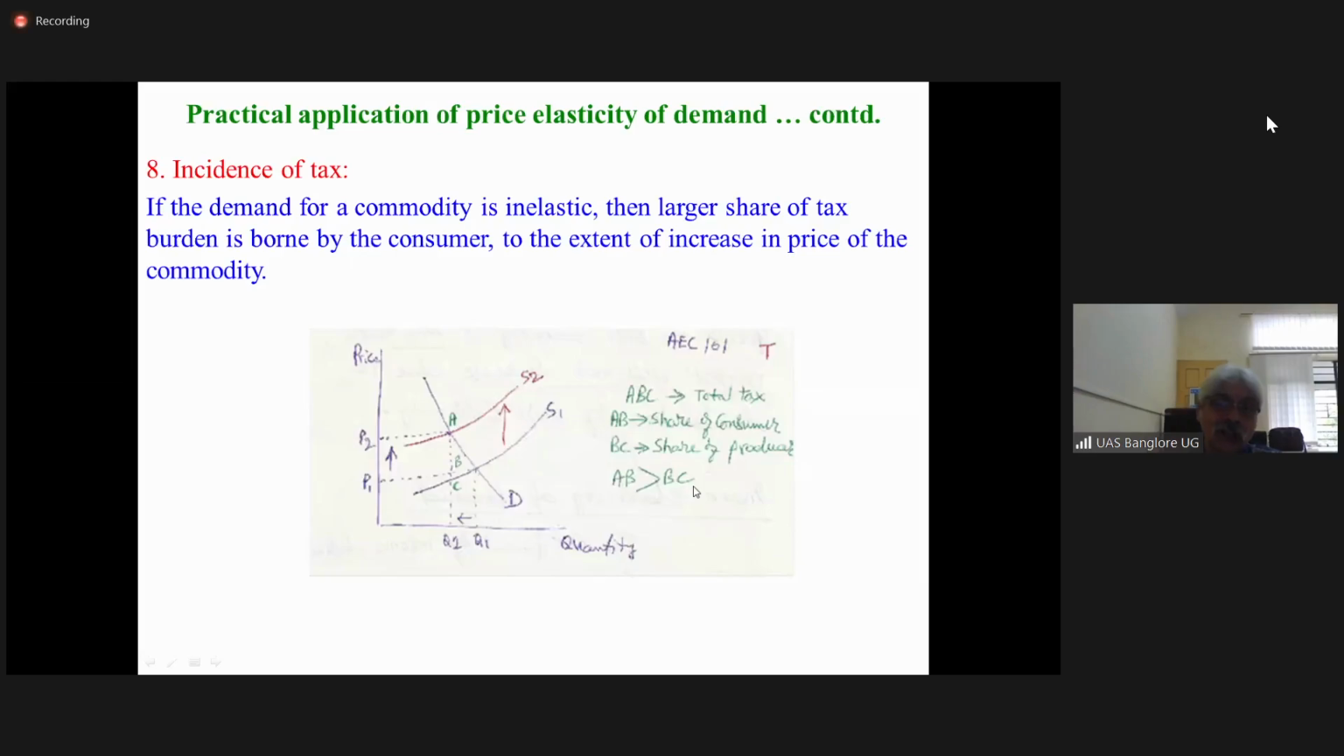Though the tax is imposed on the producer, larger proportion of the burden is shared by the consumer. Because the production decreases, supply decreases, price in the market goes up, and the demand is inelastic. The consumer, though the price is higher, has to pay the higher price and purchase. So the producer passes on larger proportion of the tax to the consumer.